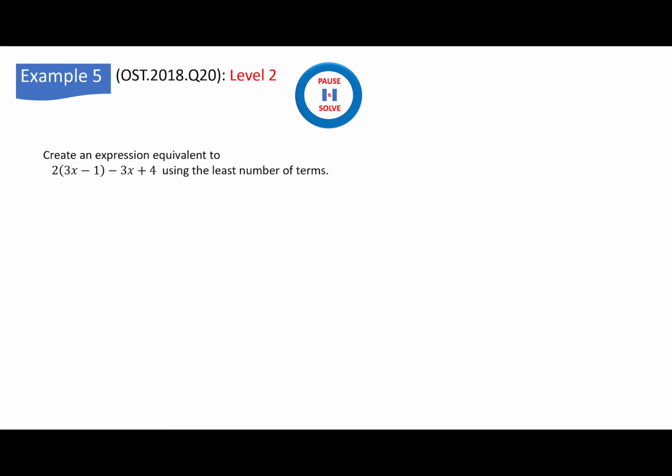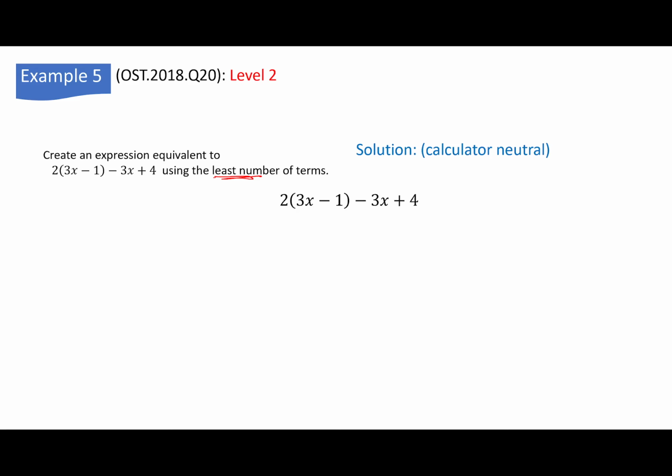Example 5. Create an expression equivalent to this expression, a similar question. Okay. Now, here you have to do the distributive property only here. There's nothing to do here. So you get 6x minus 2 minus 3x plus 4. Like terms, 6x minus 3x, 3x. Minus 2 plus 4, plus 2.